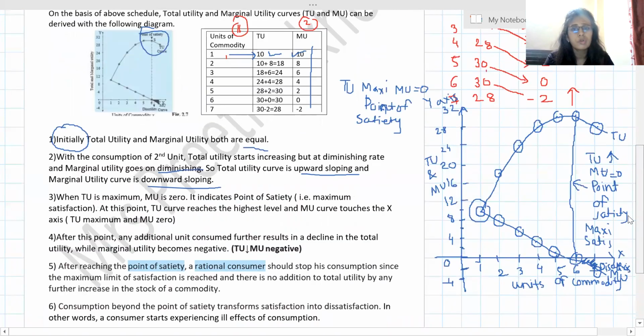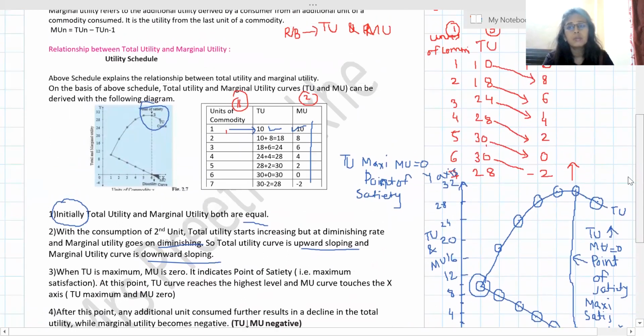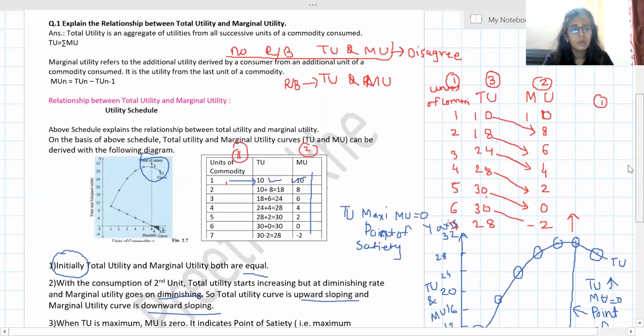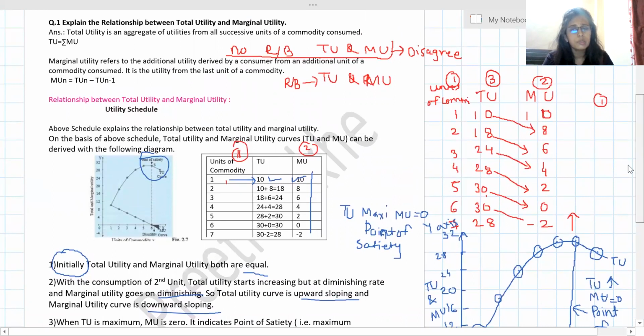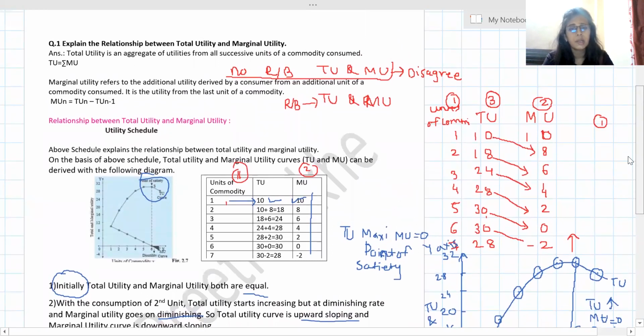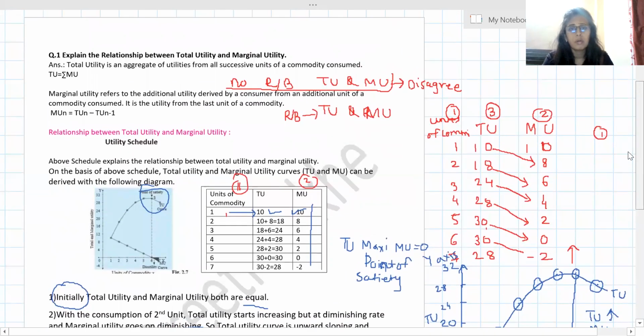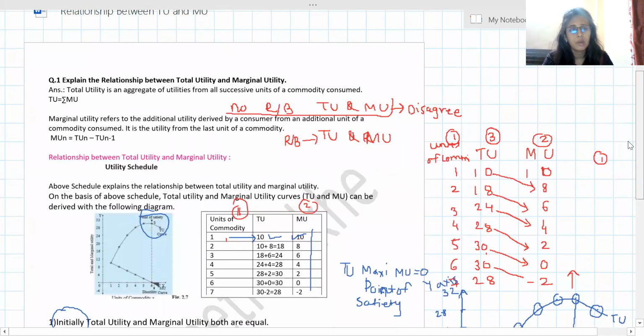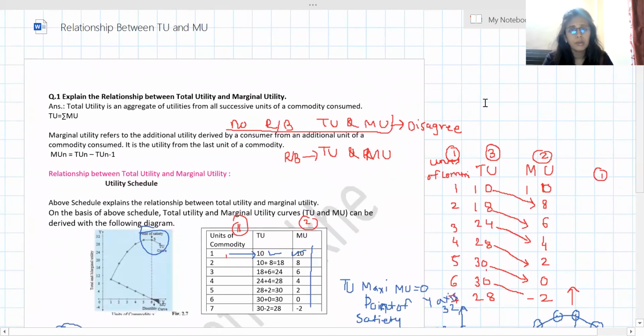This is a very important question and a very simple question. Remember the table, remember all the points: point of satiety, disutility, satisfaction, all these things. TU is positive and all. Formula, write the formula properly. With this we have finished this question.